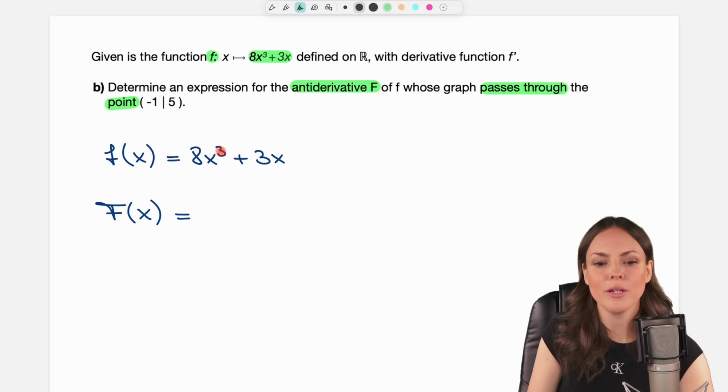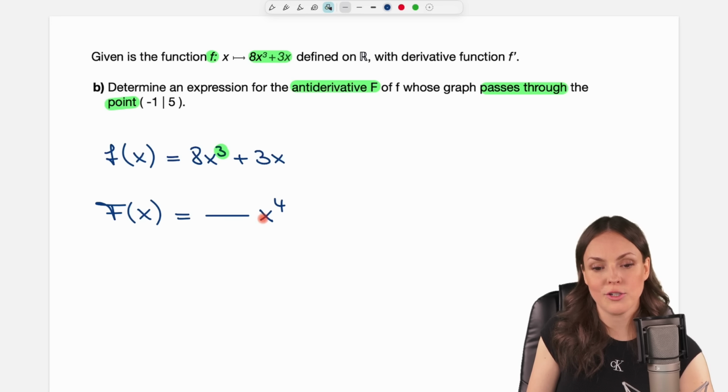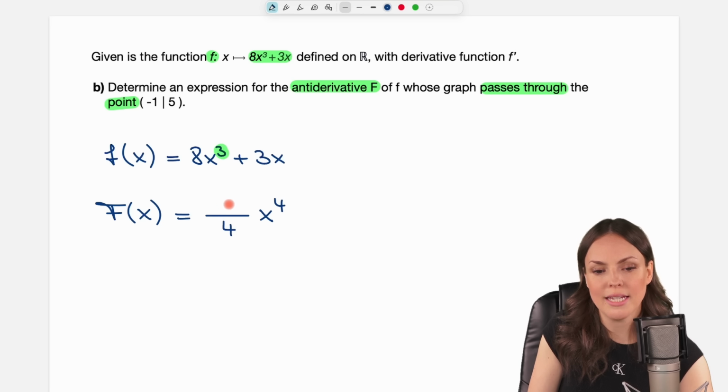This time we take a look at the exponent, but this time we're going to increase it. So instead of x to the power of 3, we're going to have x to the power of 4. Then we will have a fraction here. We take our new exponent, the 4, and write it here as the denominator. And the numerator is going to be the number that was in front of my x here. So the 8 goes on top here.